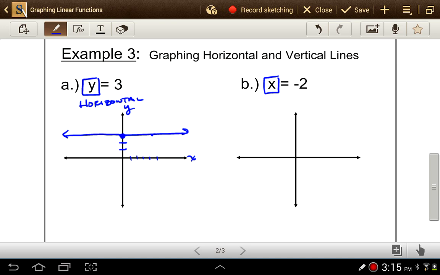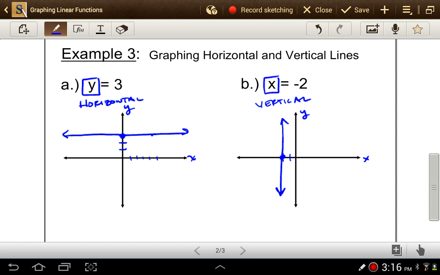If it's x equals something, that's going to be a vertical line, because x is not impacting the y. X is always -2, and it doesn't matter what the y is. So I'm going to go to -2 on my x-axis, which would be right here, and then I'm going to make a vertical line. Again, if x is -2, y can be 1, y can be 5. It doesn't matter, but that's going to give me a vertical line.